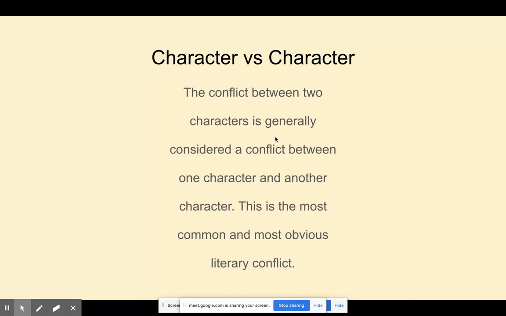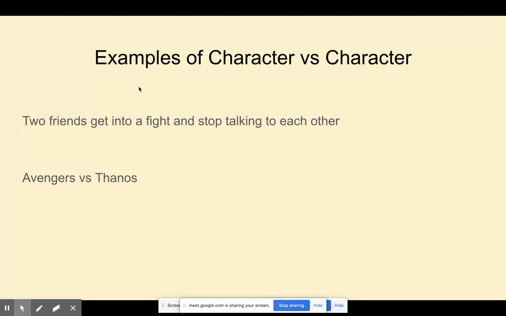Oh yeah, we did this before. Yeah, we've done this before. I'm just reviewing it so that when you go to do this, this is super simple. Right, so the most obvious type of conflict, right? So good guy, bad guy. Some examples are 2 friends getting into a fight, so they stop talking to each other, or like the Avengers versus Thanos, that's good guy, bad guy, right?